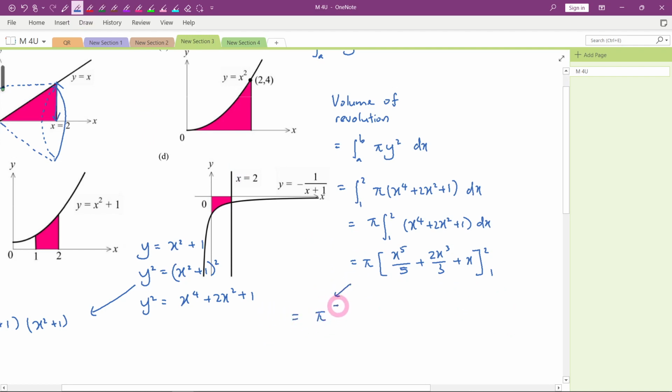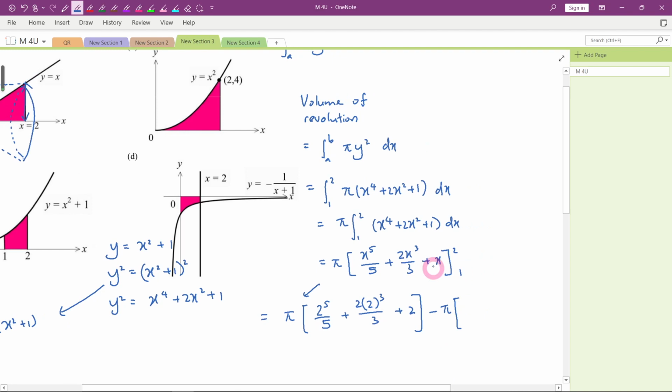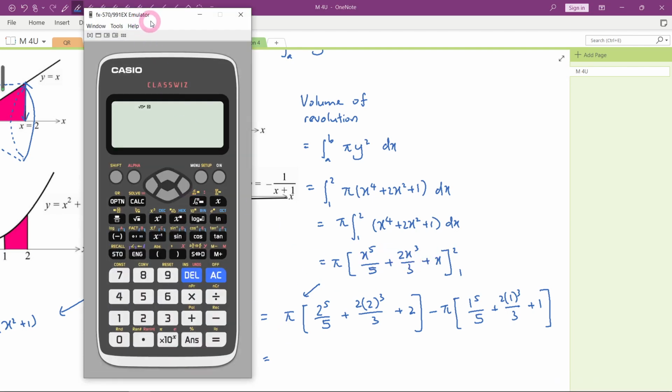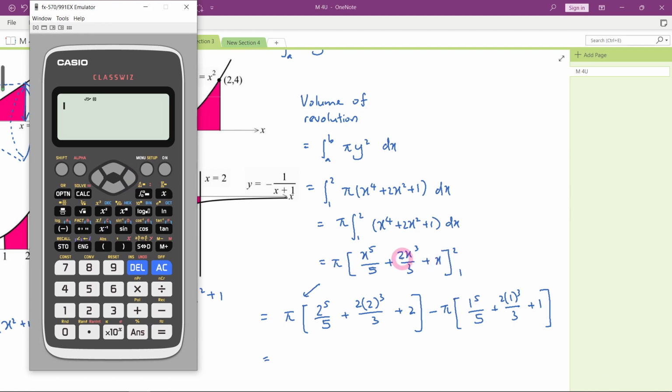Copy the pi. And then bring in the upper limit. 2 power 5 over 5 plus 2 times 2 power 3 over 3 plus 2. Minus, write the pi for one more time. This time it's lower limit. 1 bring in here, here and here. 1 power 5 over 5 plus 2 times 1 power 3 over 3 plus 1. Okay, so to calculate this part, you can use your calculator to help you to key in. You can just key in this function first. For example, I just key in this whole thing inside our calculator.